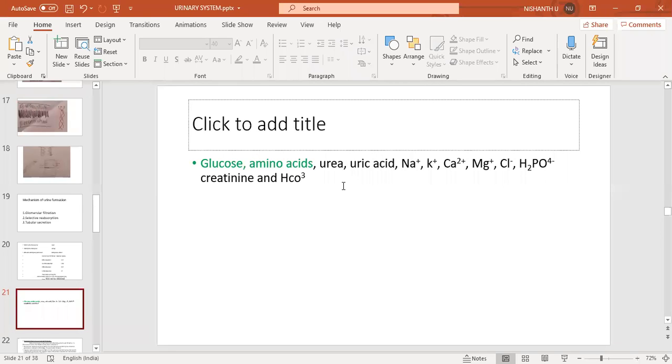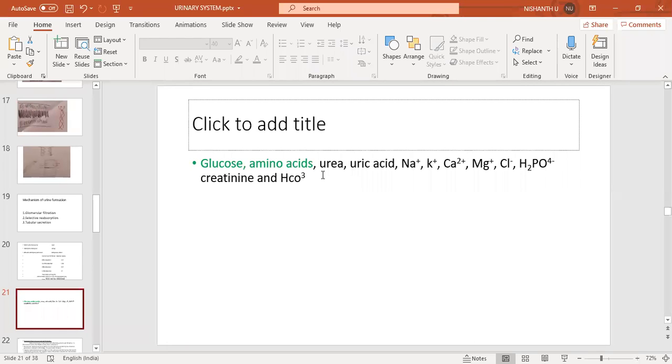Glucose, amino acids, urea, uric acid, sodium, potassium, calcium, magnesium, chloride, bicarbonate, creatinine, the number of vitamins, certain metabolites of hormones. So all these things will get filtered in which one? Glomerulus or Bowman's capsule. But here one thing you have to understand, which may not be important now, but in future it will become very important for you to understand the concept I am telling. You listen carefully to this one.